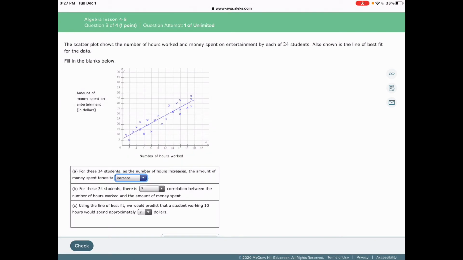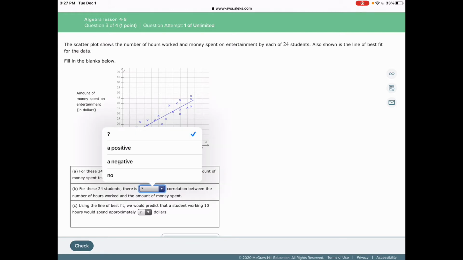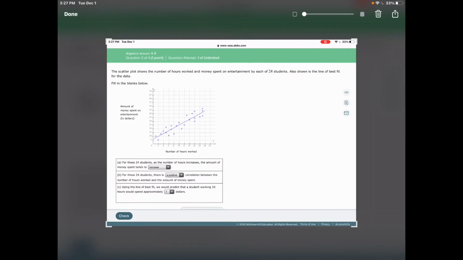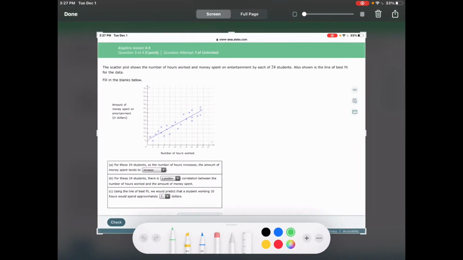It's going to increase. For these 24 students, there is what kind of correlation between the number of hours worked and the money spent? Well, that definitely looks like a correlation. It is a positive correlation because it's going uphill. Using the line of best fit, we would predict that a student working 10 hours would spend approximately how many dollars? So we're just going to look it up on the graph. So we want to see about if a student is working 10 hours, where is that about?